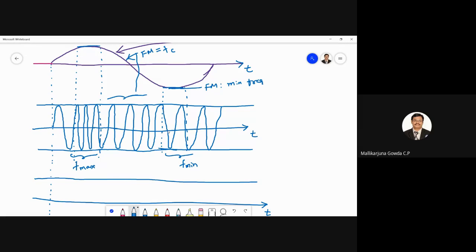Yeah, here you can redraw this one with the number of cycles, okay? So you want to find the difference here in this duration, how many cycles are there? 1, 2, almost 2.5 cycles. Here I have written only 1 cycle, right? So this is F max and this is F minimum.